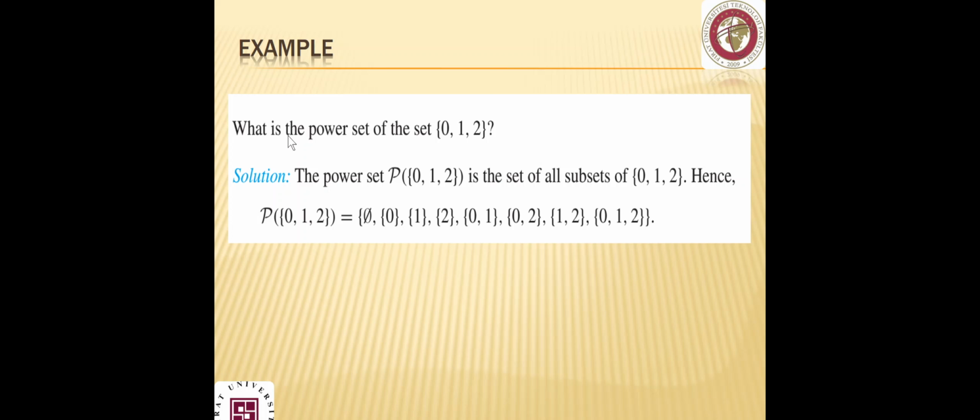All right. What's the power set of this set? 0, 1, 2. Now these are 3 elements, 2 to power 3. That's 8. So we expect 8 elements. Phi, set 0, set 1, set 2. Then set 0, 1, set 0, 2, set 1, 2, set 0, 1, 2. And that's all the elements we have.